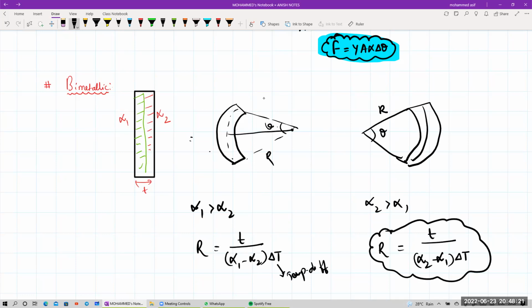So these are some of the standard formulas you need to remember in thermal properties of matter, in the solids part especially. What do you mean by bimetallic strip? If alpha 1 is greater than alpha 2, this will be the shape. And if alpha 2 is greater than alpha 1, this will be the shape. Depending upon that, we write the radius of curvature. Clear?